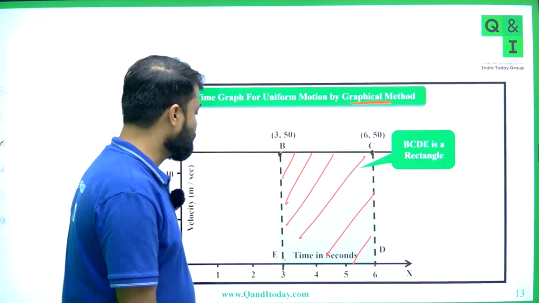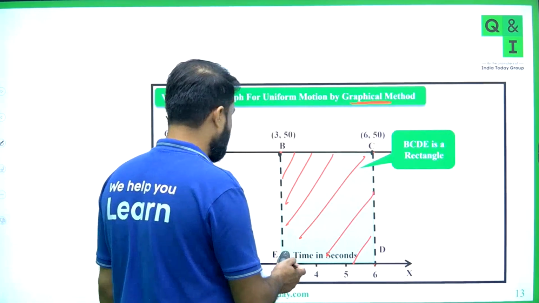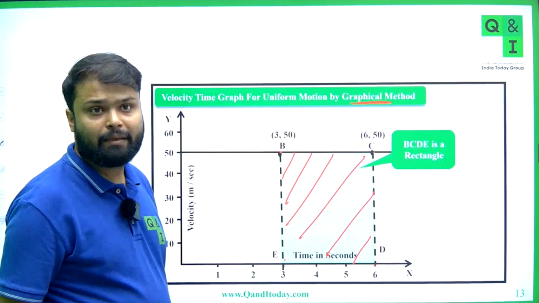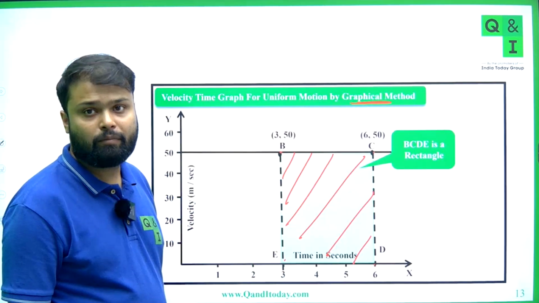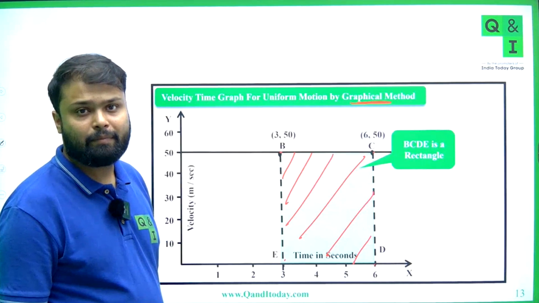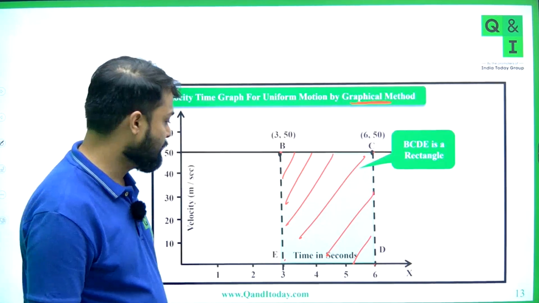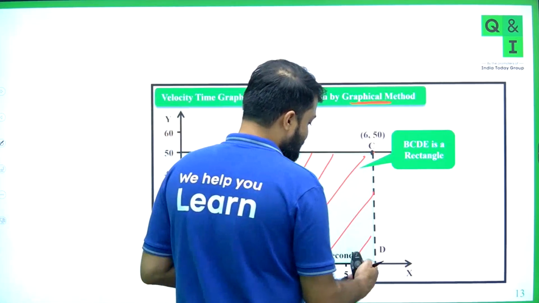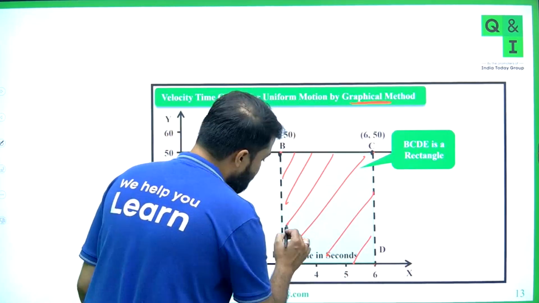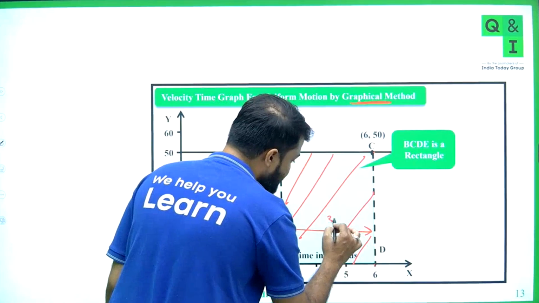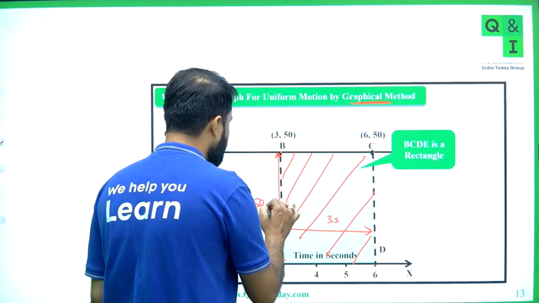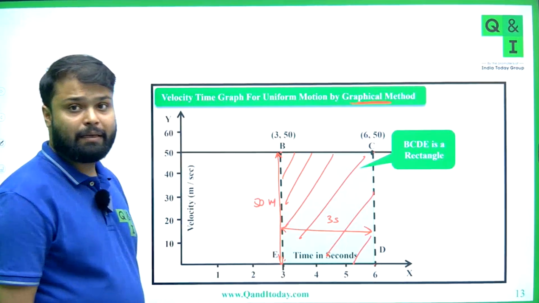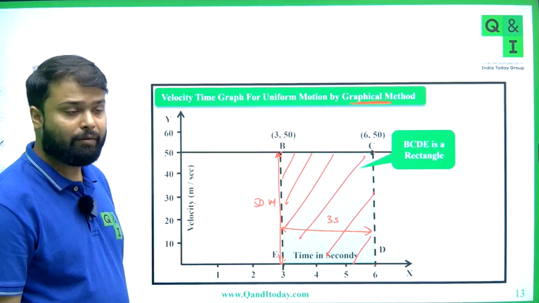Now what is the length? Tell me. Kamalan, Subhanshu, the area of this rectangle. So can we say this length is 6 minus 3, which is 3 second? And this height is nothing but 50 meter. Yes or no? Simply length into breadth, 2500. How?